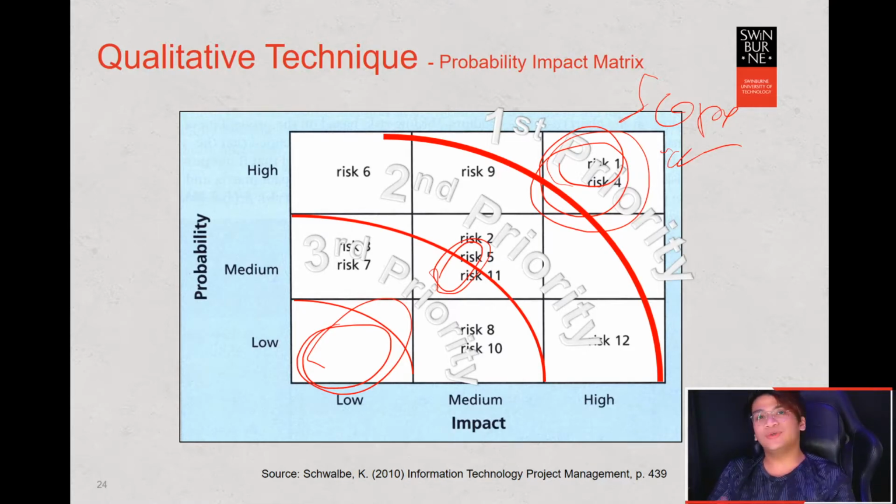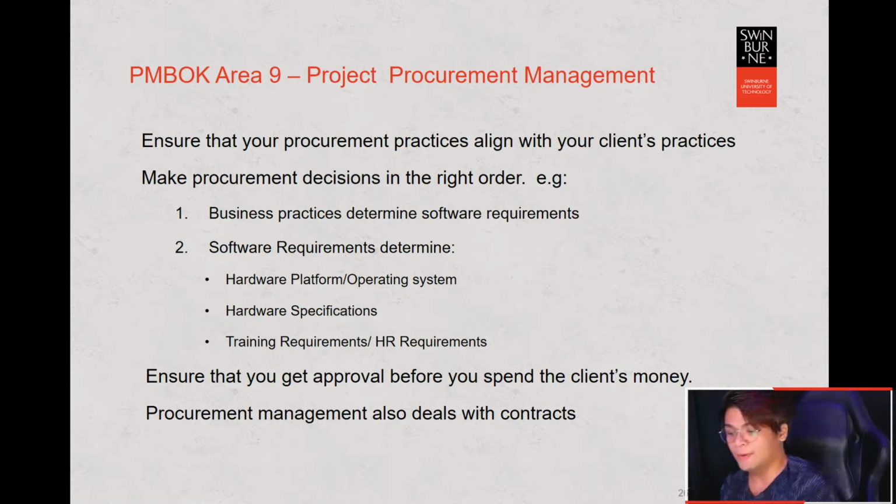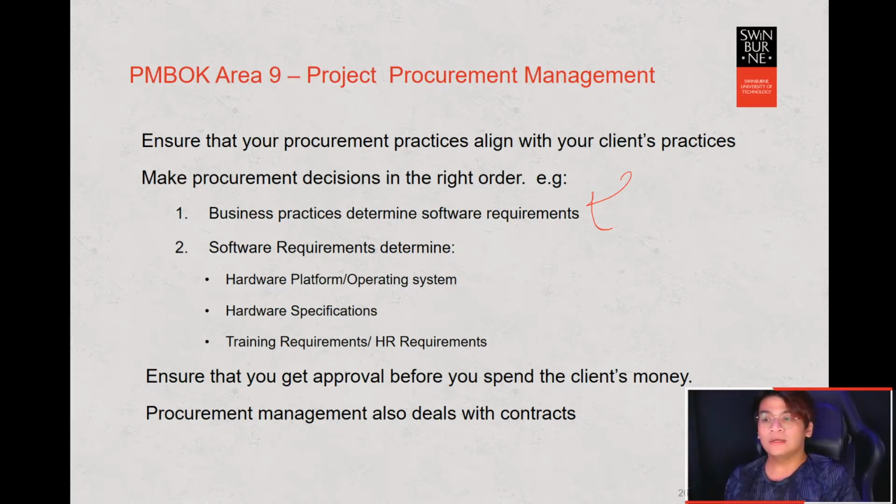But you have these two techniques to strategize your risk management. Next area, we have area number 9, project procurement management, which is to ensure your procurement practices align with your client's practices. Make procurement decisions in the right order. For example, business practices determine software requirements. Software requirements determine the hardware platform, operating system, hardware specification, and training requirement and HR requirement.